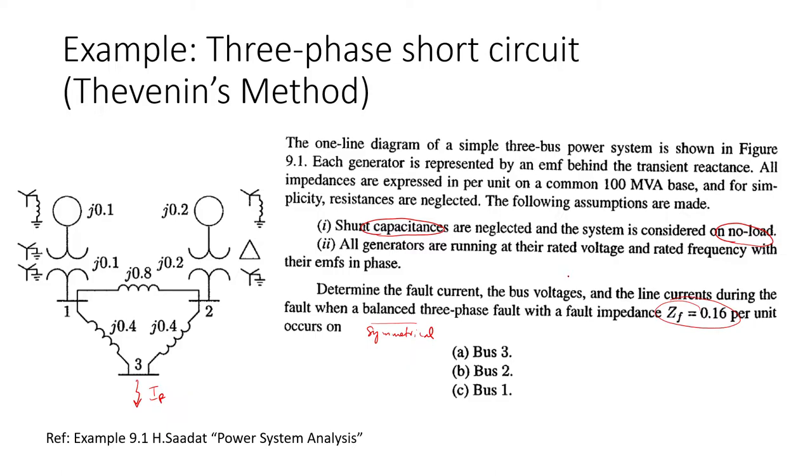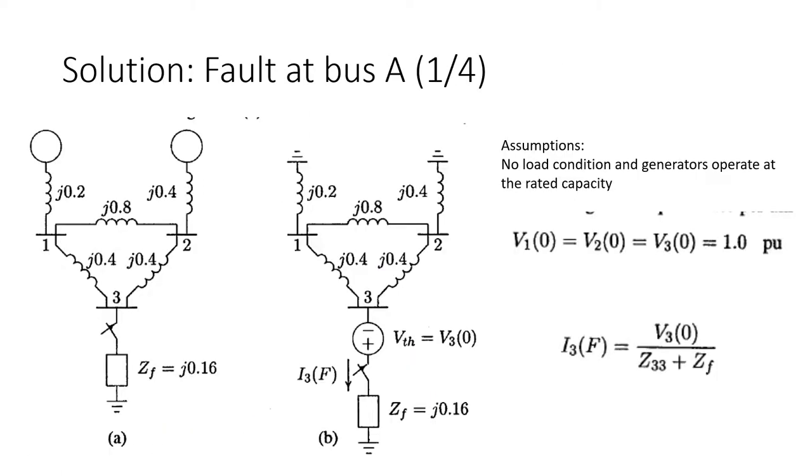For this clip, I will just show the solution of case A and case B only, so I just leave case C for your own studies. Of course, you can look for the complete solution in the Saadat book. All right, this is the scenario of a fault at bus 3. When you have the fault at this bus, the equivalent circuit is shown on the left side.